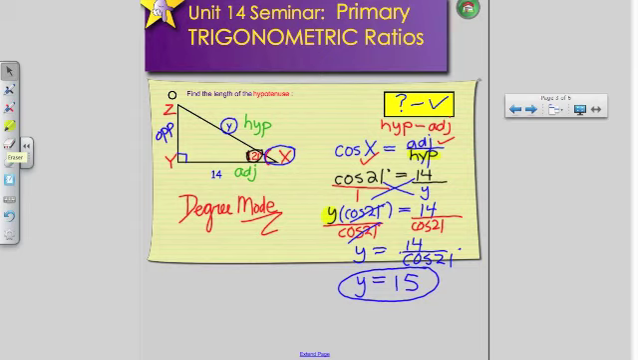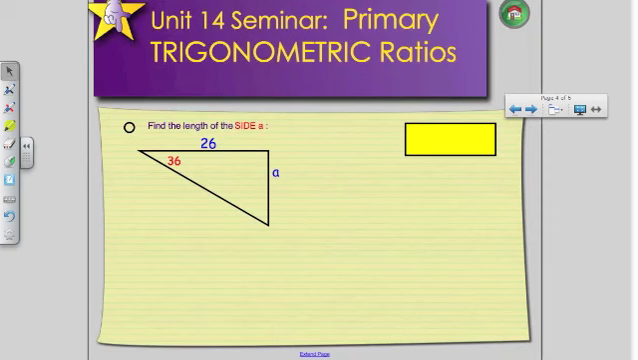When you're doing your test, notice how much the test is worth out of. You should get 1, 2, 3, 4 marks. If it's worth 4 marks, you know you need to have 4 steps involved, okay? So really pay attention to that. Let's do one more example of solving for a side, and then we can move on to solving for an angle.